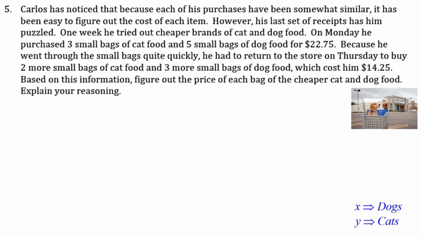On Monday he purchased 3 small bags of cat food, so that would be a 3y, and 5 small bags of dog food, 5x, for $22.75, equals $22.75. Because he went through the small bags quite quickly, he had to return to the store on Thursday to buy 2 more small bags of cat food, that would be a 2y, and 3 more small bags of dog food, 3x, which costs him $14.25.